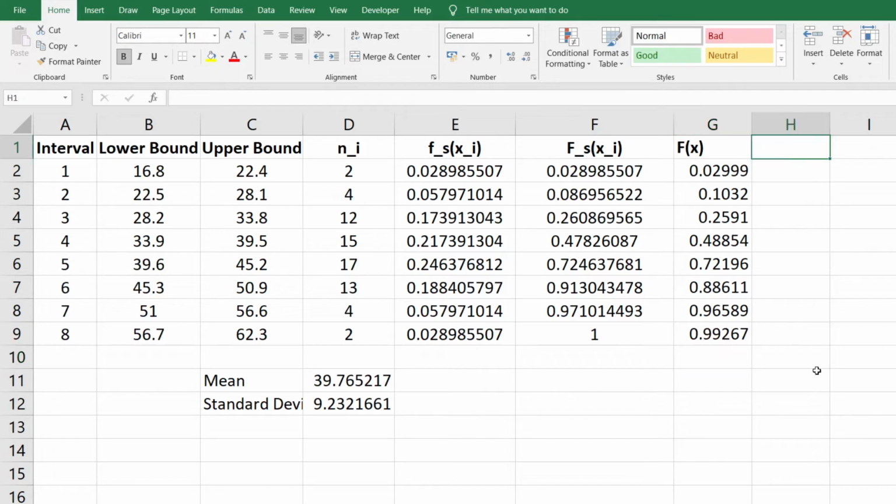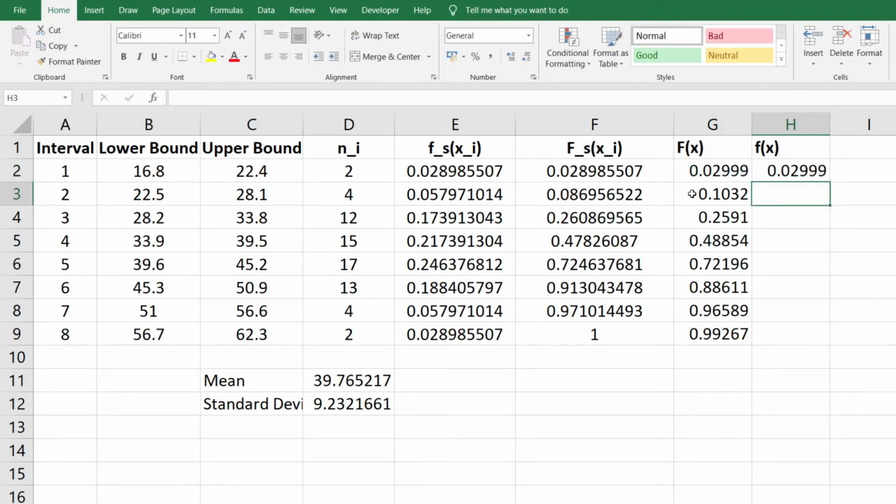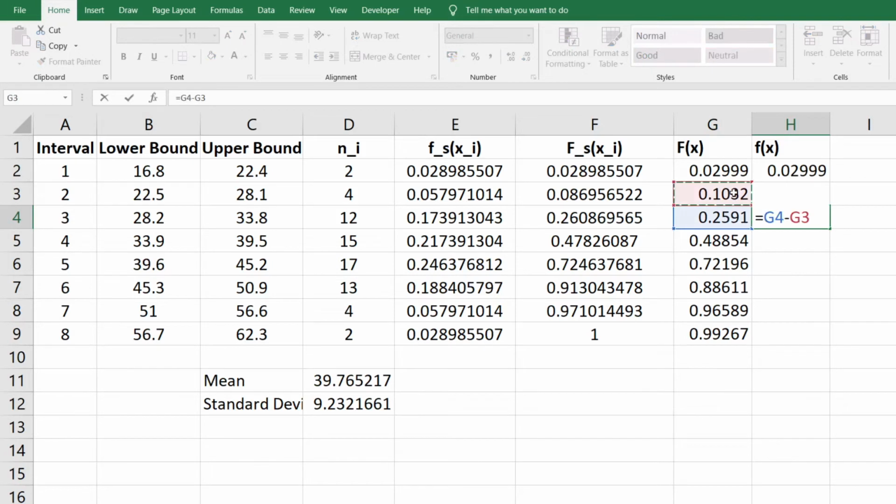Now our next column is the probability distribution function. Ito na yung hinahanap na lang natin from 16.8 to 22.4. So, since ito, parehas lang siya, equals lang siya. Itong susunod na to is just the difference between these two. Kasi ang tinitignan na lang natin dito is from 22.5 to 28.1. To do that, i-minus lang natin ito minus this one. Okay, we do the same. Ito, i-minus natin itong 0.2591 minus 0.1032.